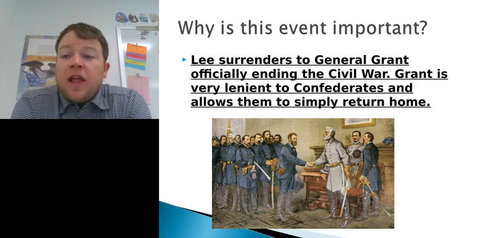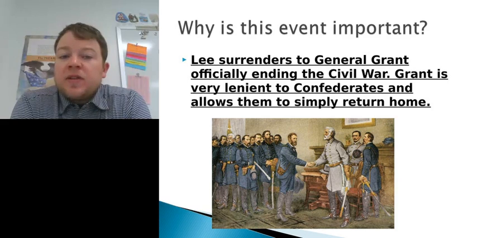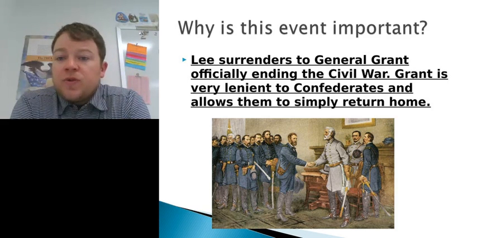And in many of the latter battles of the Civil War, the North is actually losing more soldiers than the South is, but they keep winning because they can use the railroads and they can use technology to keep that soldier population up, to keep soldiers at the front lines. But Grant is actually very lenient with the Confederates. He allows them to return to their homes, and says, as long as you return home and nothing of this happens again, you can keep pretty much everything that you got.